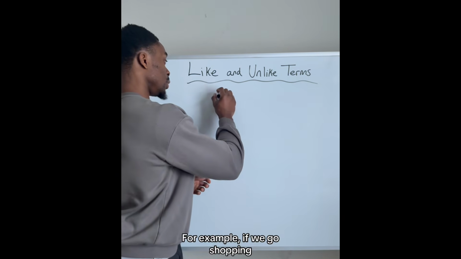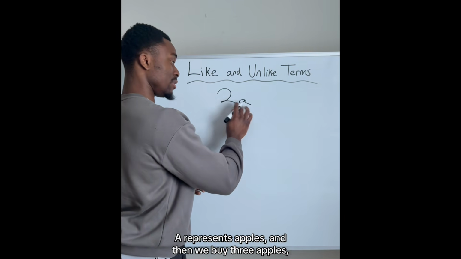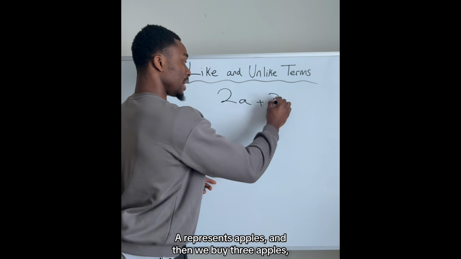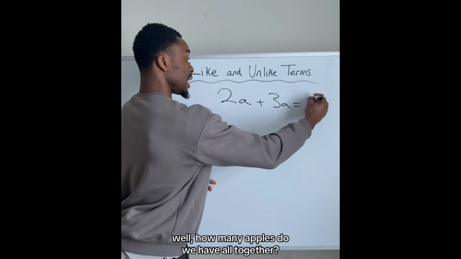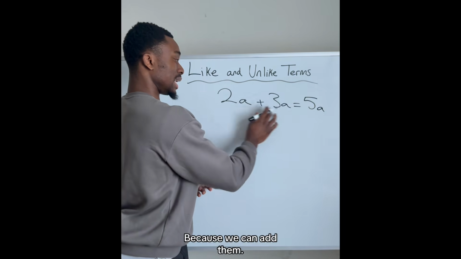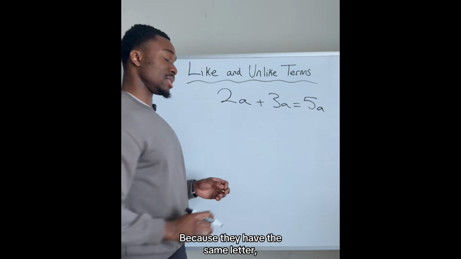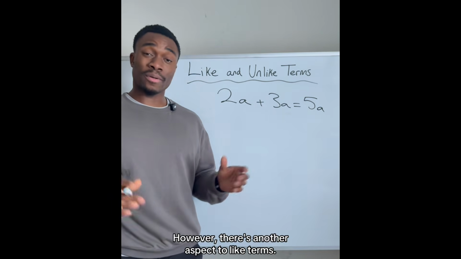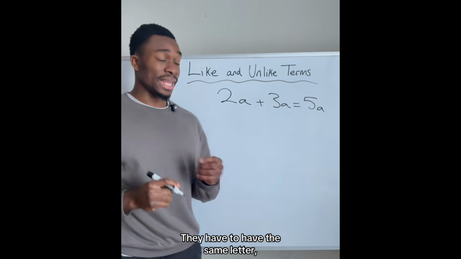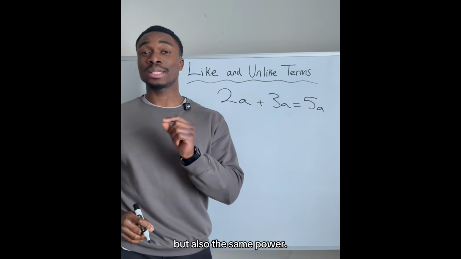For example, if we go shopping and we buy 2 apples, A represents apples, and then we buy 3 apples. Well, how many apples do we have altogether? We have 5 apples because we can add them because they have the same letter. These are like terms. However, there's another aspect to like terms. They have to have the same letter, but also the same power.